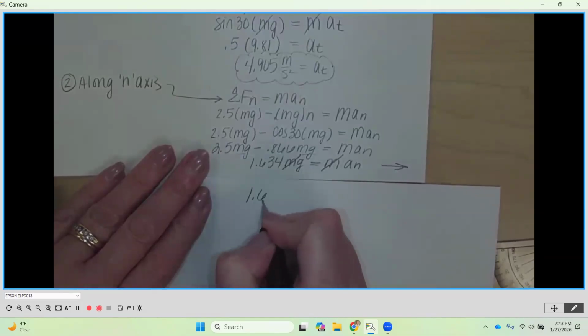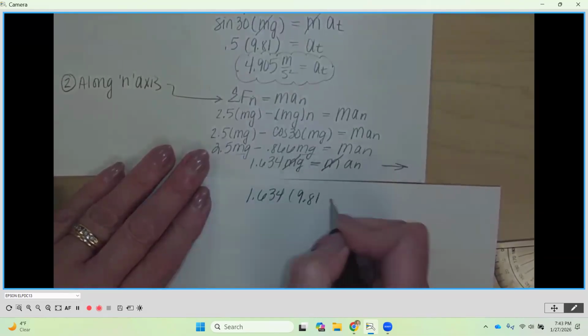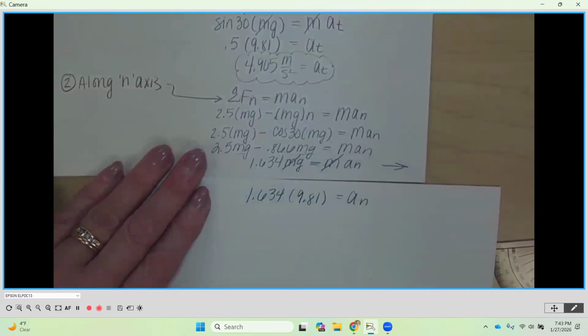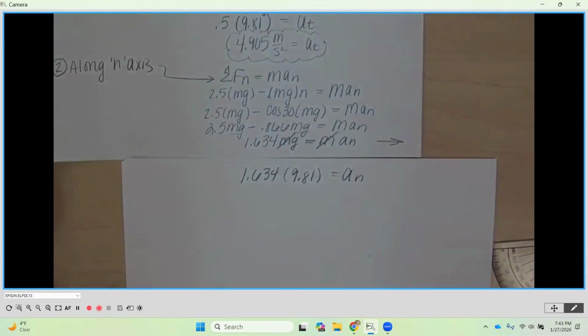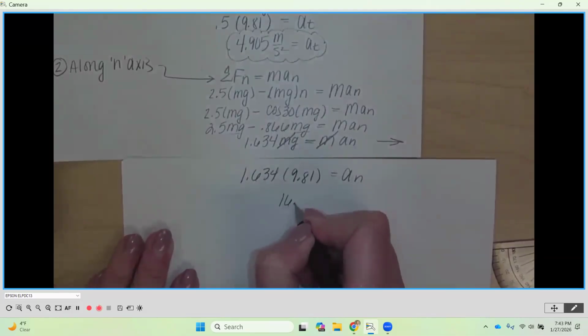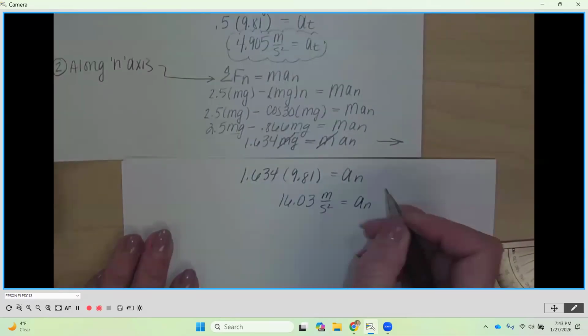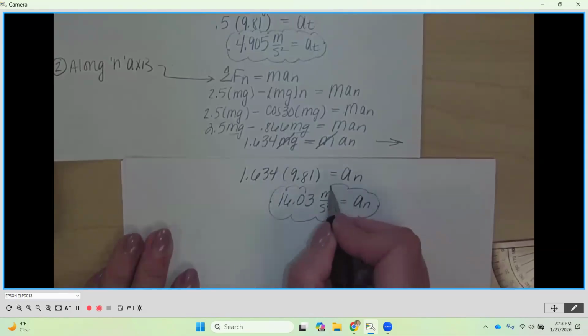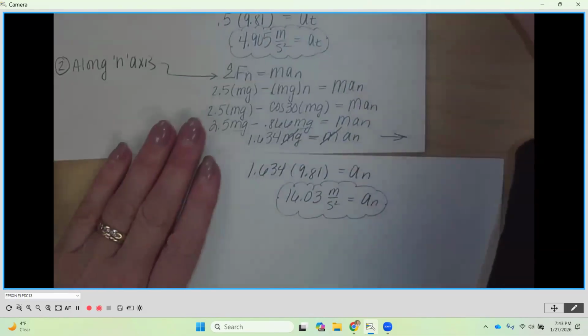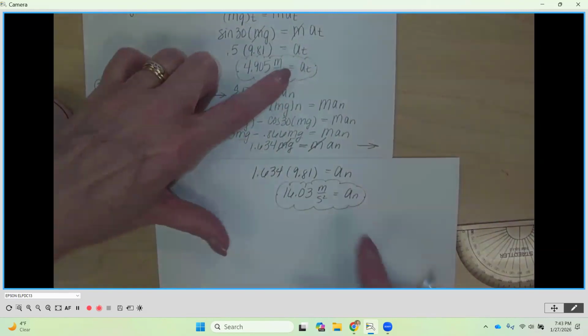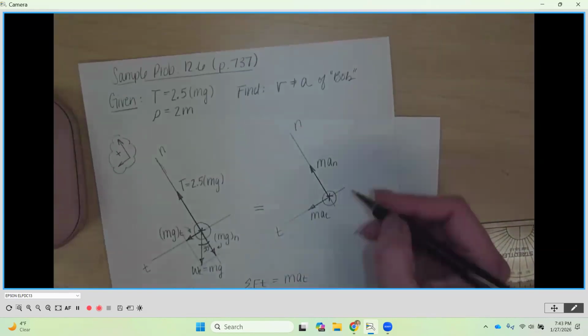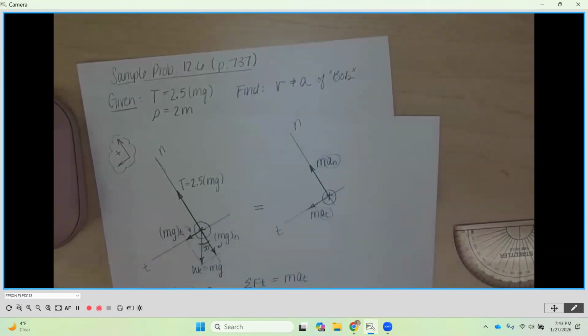So gravity is going to be 1.634 times 9.81, which is equal to the normal component of acceleration. So if I take 1.634 times 9.81, I get 16.03 meters per second squared as the normal component of acceleration. Okay. So what we just calculated were the normal and tangential components. So when we look over here, those are the normal and the tangential components.